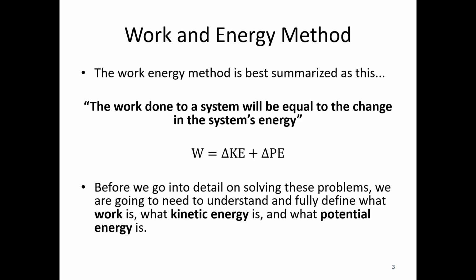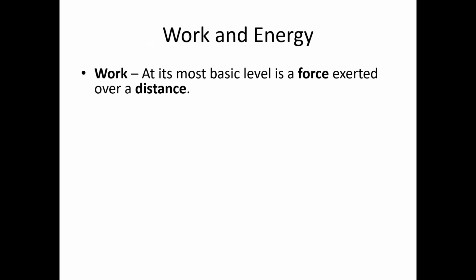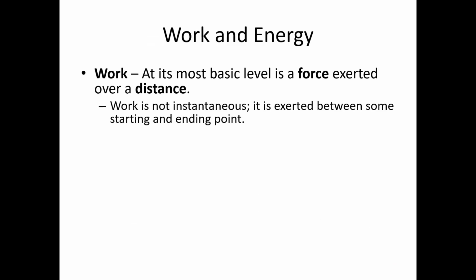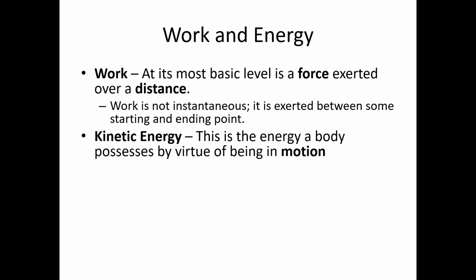So before we go into detail on solving these problems though, we're going to need to understand and fully define what work is, what kinetic energy is, and what potential energy is. So work at its most basic level is a force exerted over a distance, and this is not instantaneous. So we have to exert this over a distance, so it happens over a period in time. Kinetic energy, this is the energy that a body possesses by virtue of being in motion, and this is defined at an instant in time. So usually we're going to have in our equation that delta KE and delta PE is final minus initial, and then the work happens in that time between the two pieces.